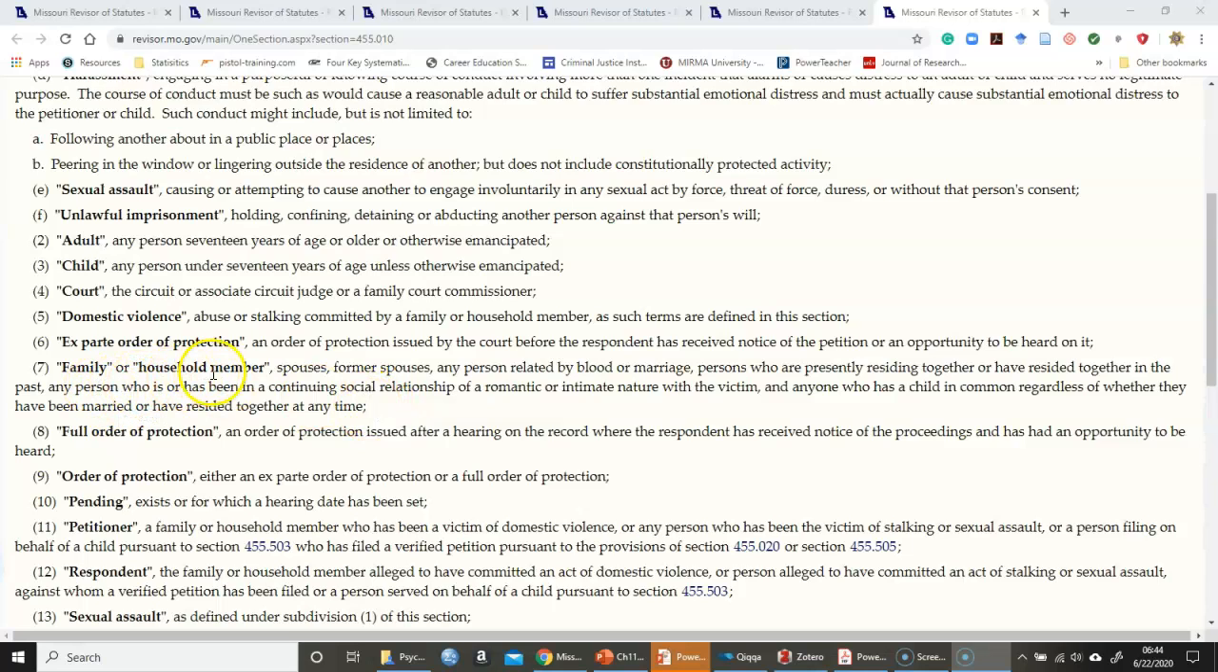So in Missouri, a family or household member is a spouse, former spouse, any person related by blood, marriage, persons who are presently residing together or have resided together in the past.